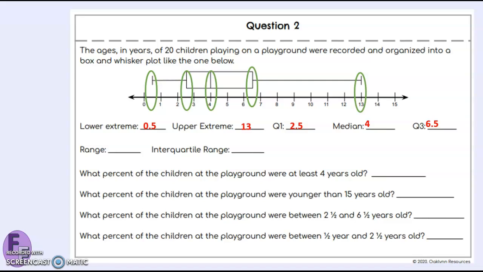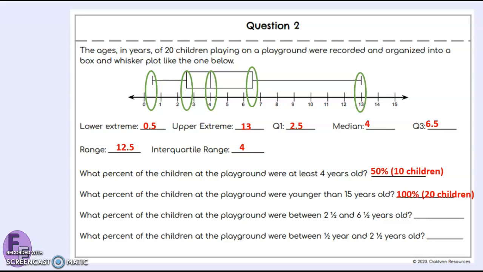The range is subtracting the upper extreme minus the lower extreme. And the interquartile range is subtracting Q3 minus Q1. The percent of children at the playground who are at least 4 years old, so this is the median on to the right, or 50%, 10 children. The percent of children at the playground that were younger than 15, well, that's everyone, 100%.